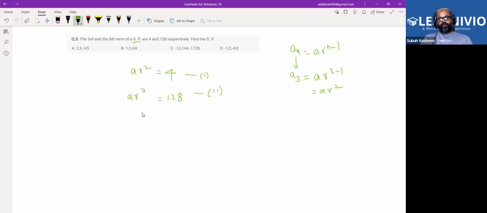AR to the power 5 equals 128. So AR square, we know, is 4. Can we do that?